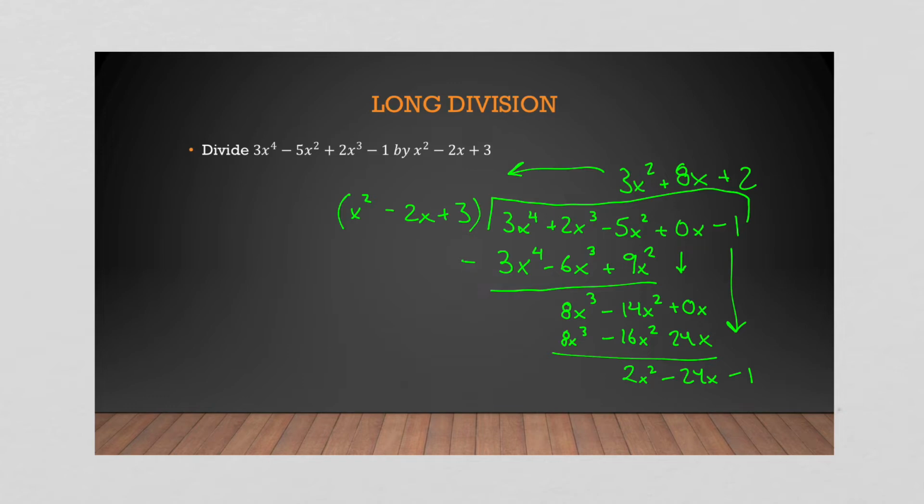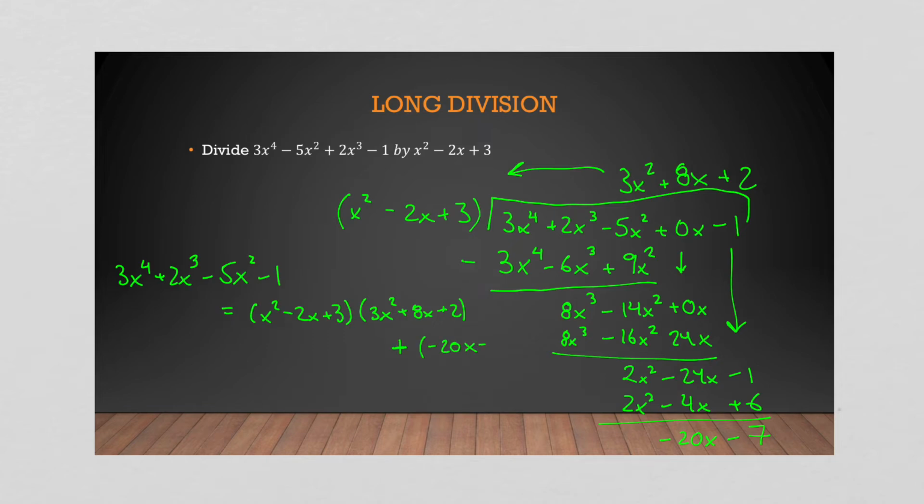And if this works, if it was a factor, we'd get a remainder of 0. But what do we get here? We get a remainder of something that is most definitely not 0. We get negative 20x minus 7. So we would say 3x to the 4 plus 2x cubed minus 5x squared minus 1. You don't need the 0 when you're writing your statement, equals our factor times our result. I'm going to run out of room here, but in this case, I'm going to say plus, in brackets, negative 20x minus 7.